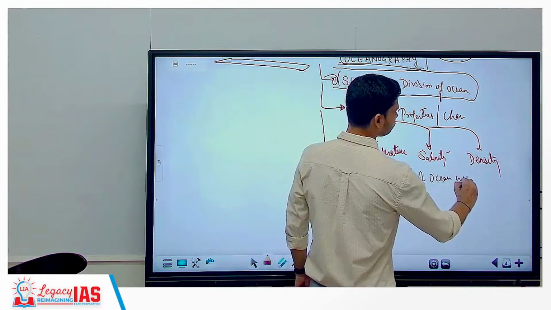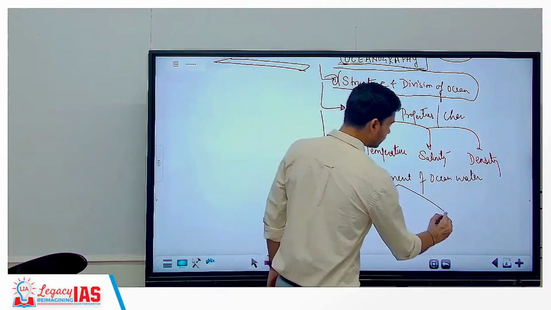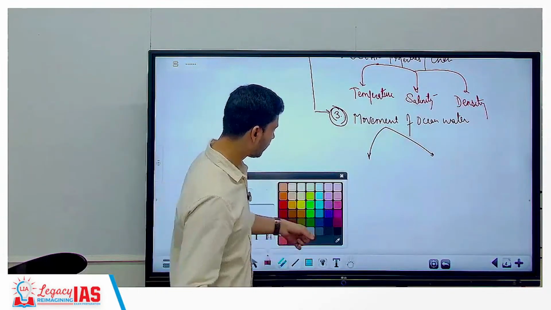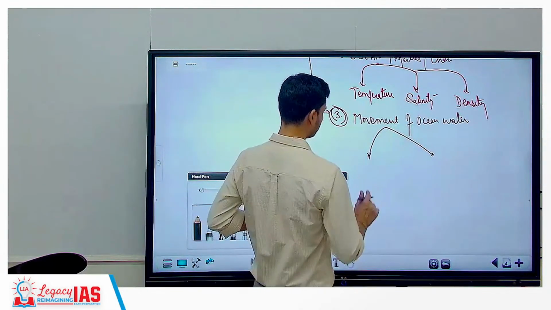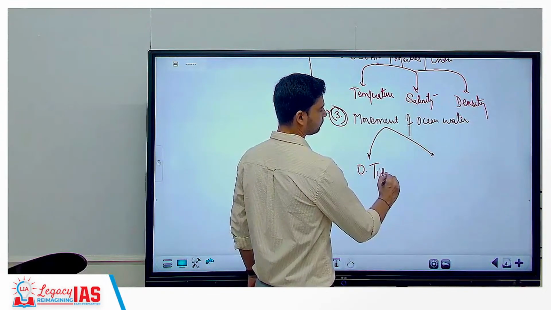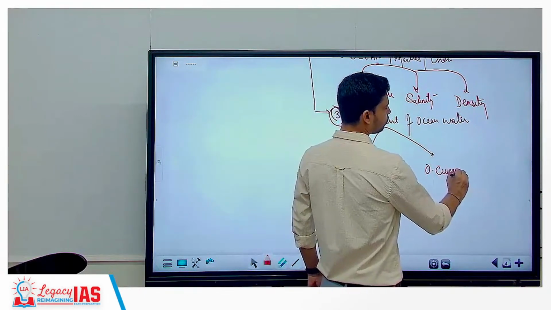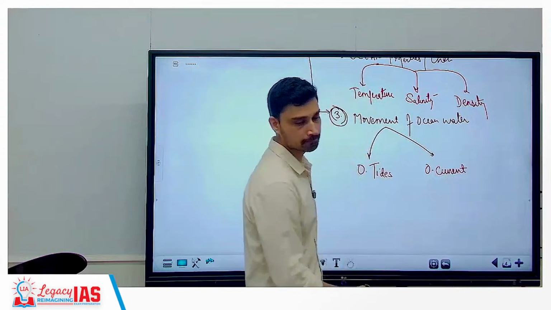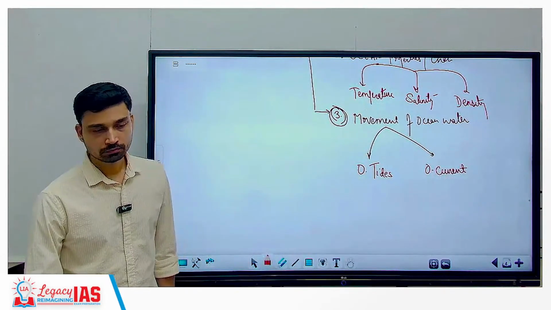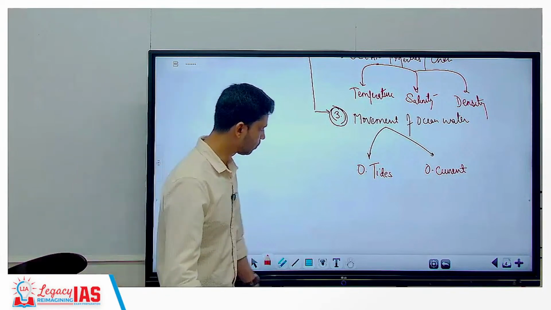Movement of ocean water. Now this movement happens in 2 ways, which we have to understand here. One, as discussed, oceanic tides, and the other is referred to as ocean current. Ocean tides and ocean current.